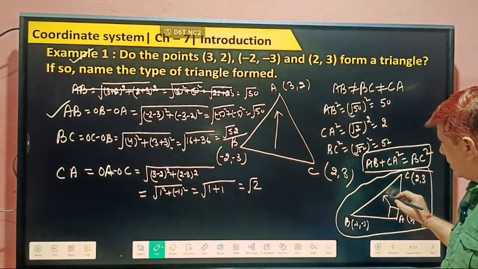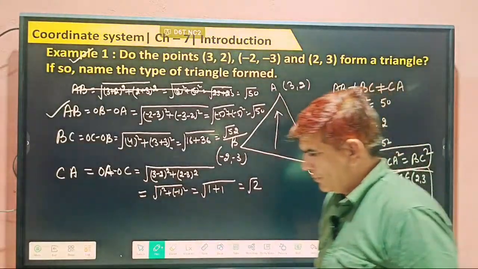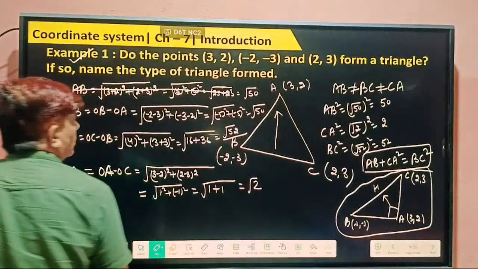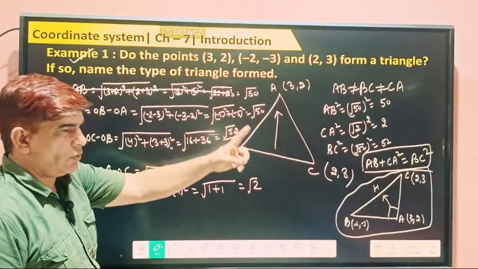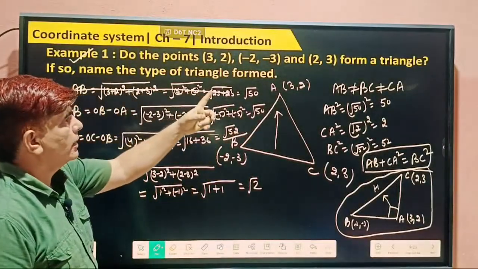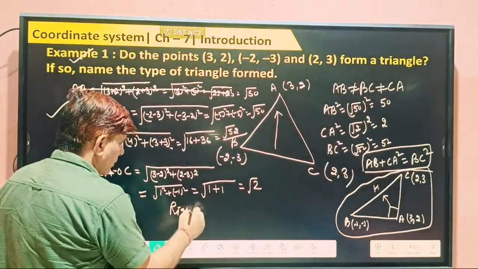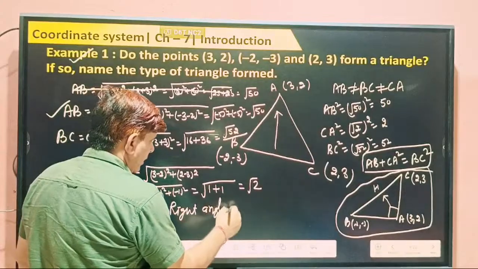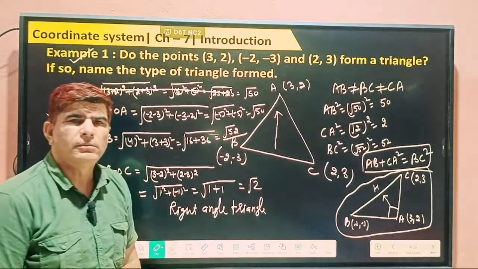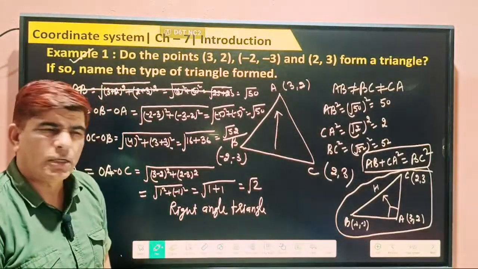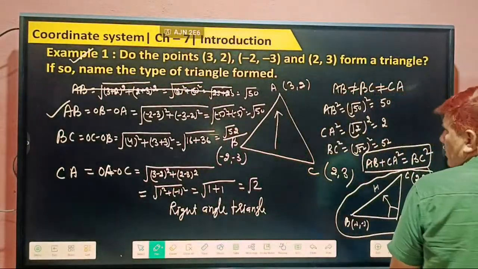Opposite to this is the hypotenuse, and these are the perpendicular and base. So by applying these theorems, we can tell. So its answer is: they form a triangle. Yes, they form a triangle. What triangle do they form? Right angle triangle, with the right angle at A. Understood? If you are taking points like this. So this is example number 1.